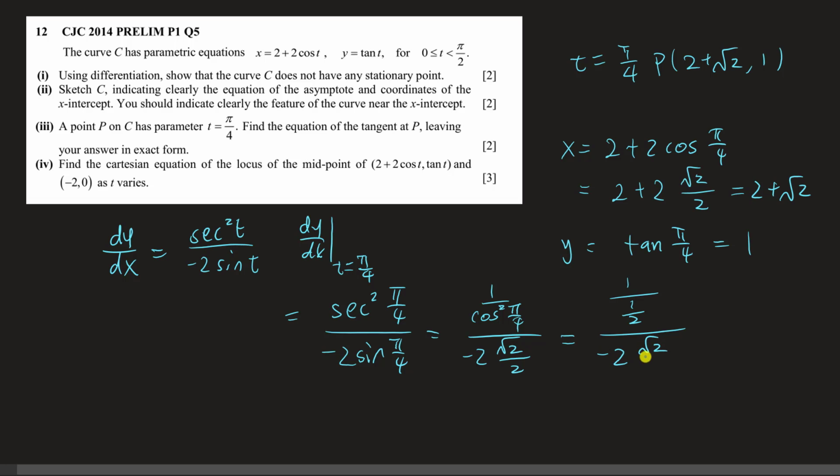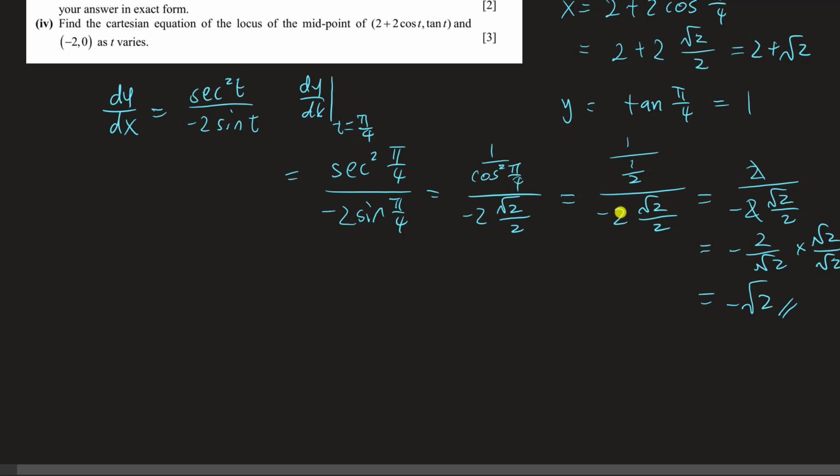-2, root 2 over 2, 2 over -2, root 2 over 2, cancel, cancel. You will get -2 over root 2, which, after rationalizing, we multiply by root 2 over root 2. Root 2 times root 2 gives you 2, so it cancels off with the 2, giving you negative root 2. This is the gradient of the tangent at P.